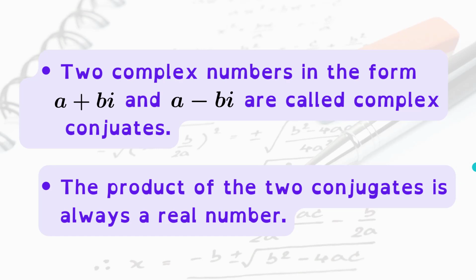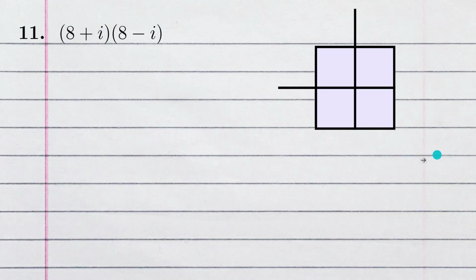Complex conjugates are two complex numbers where they are exactly the same except for the middle sign is opposite. And anytime you have the product of any two conjugates, it's always going to result in a real number. And so that means there's not going to be an imaginary part. And so let's look at multiplying these complex conjugates. And we have 8 plus i, and we're going to write that on one side, and then 8 minus i in the other. So 8 times 8 is 64. 8 times i is 8i.